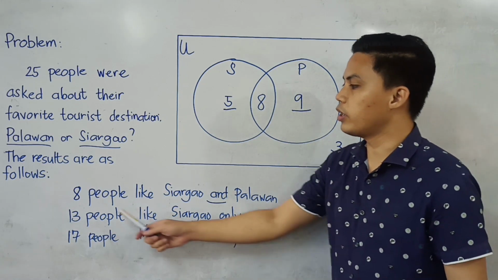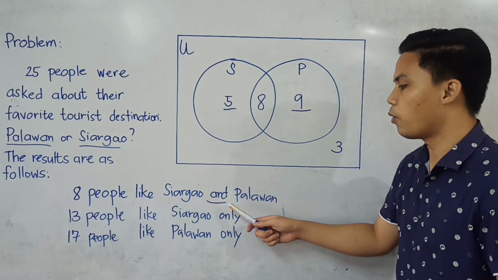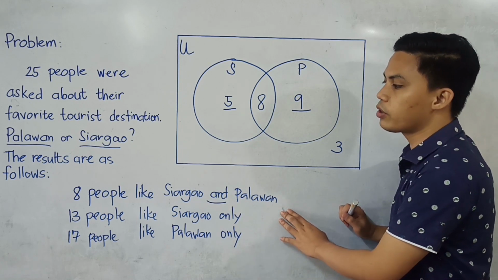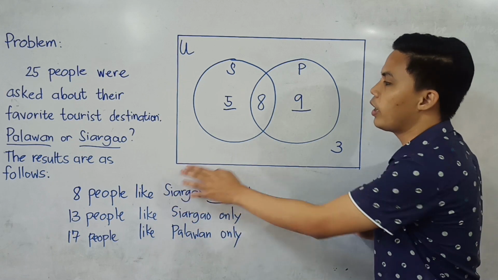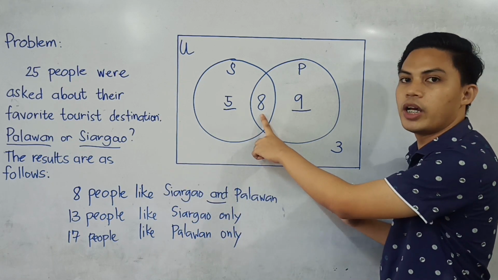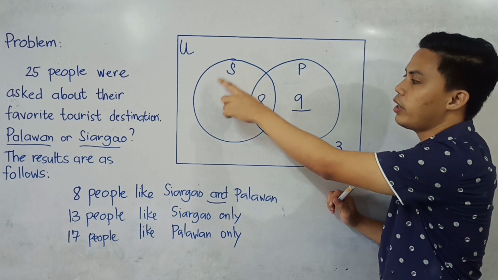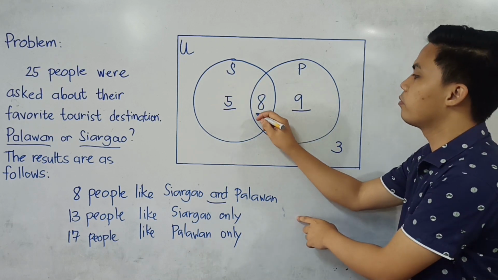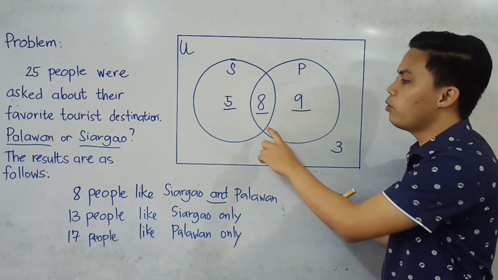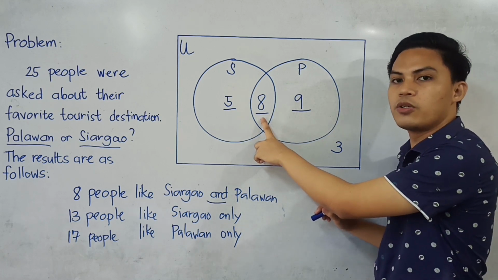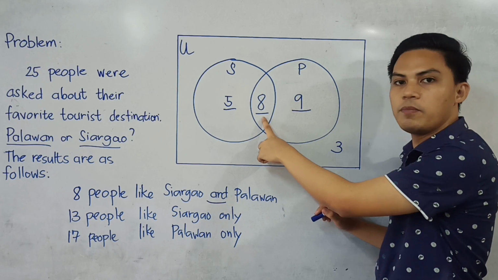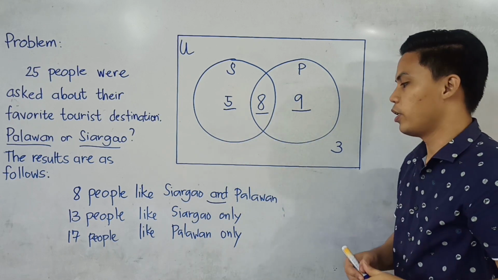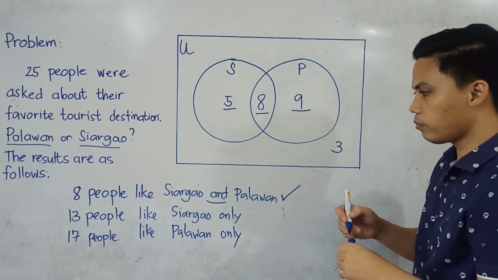Okay. So sabi nga dito, 8 people like Siargao and Palawan. So, ibig sabihin, ang intersection natin ay 8. So yung 8, ilalagay natin dito sa intersection ng dalawang sets natin. Yung set S at ang set P. Okay? So, may 8 na tao na gusto niya yung Siargao, at the same time, gusto rin nila yung Palawan as a tourist destination. So, that's the first step.